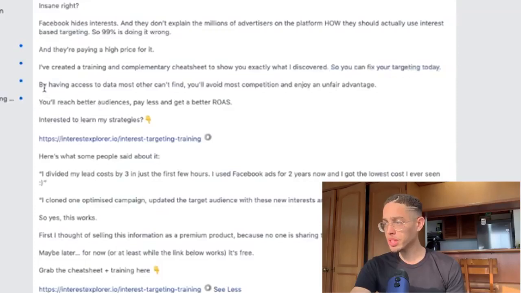So first he talks about you fix your problem. Next is by having access to data most others can't find, you'll avoid most competition and enjoy an unfair advantage. Who doesn't want an unfair advantage? Who doesn't want to avoid competition, right? He's basically selling you based off your wants, dreams, and desires.